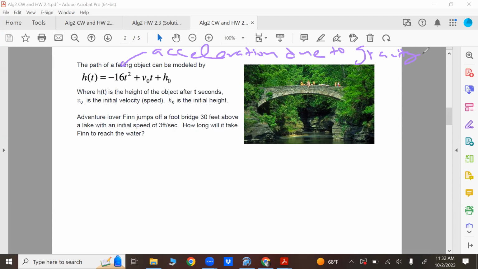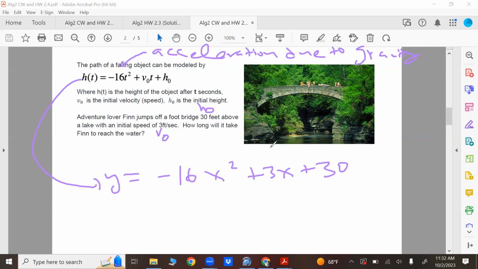H is the height. T is time. V sub 0 is initial velocity. H sub 0 is initial height. So you're told the initial speed is 3. So that's V sub 0. You're told that he jumps off a footbridge, 30 feet above the lake. A little dangerous, but that's okay. So the equation I'd write like this then. Y equals, let's change H to Y. Let's change T to X.